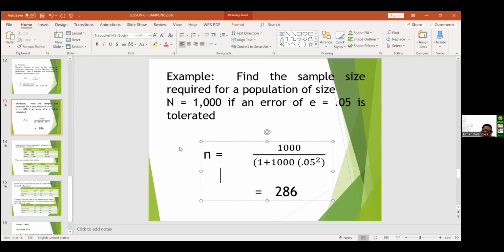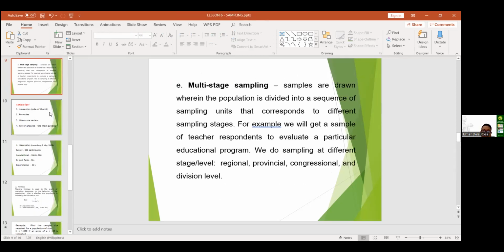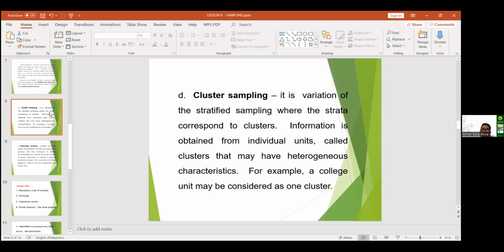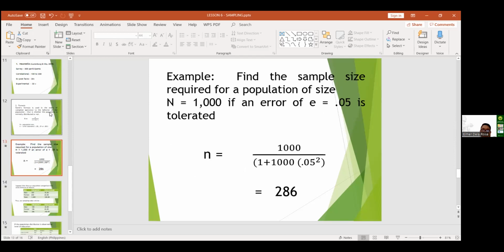So ito kanina yung basis ko dito, no? If you remember the example, suppose N is 1,000 and sample size is 286. So dyan galing kanina yung ating example na 286. So using 5% error tolerated will give us 286.